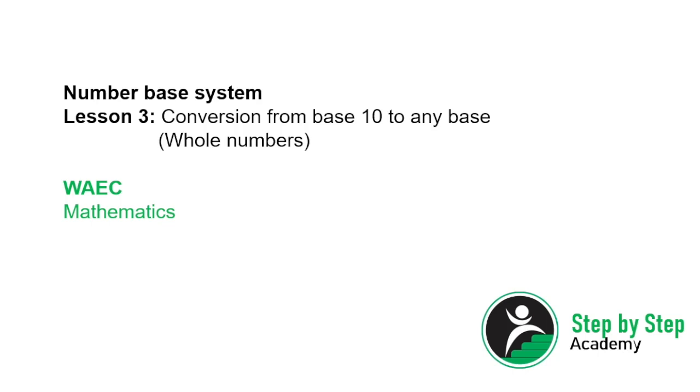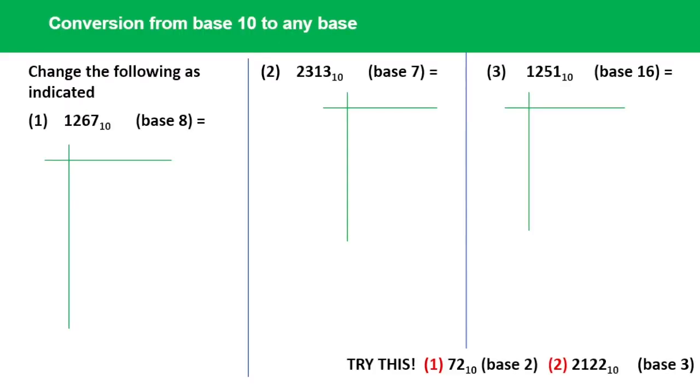In this method, the base required to be converted into is used to divide the number, and the final remainder is recorded in each case. Let's illustrate this with the following examples. Change the following as indicated. Number 1. 1267 base 10 convert to base 8.